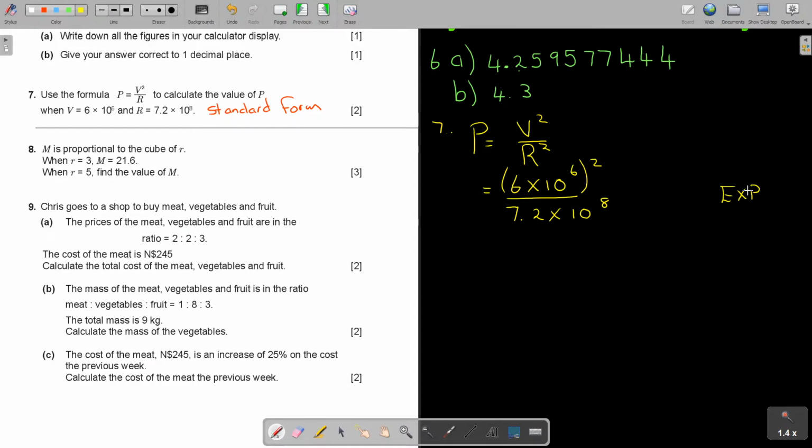And I'm getting on my calculator, okay, are they saying that you must write it in standard form? No, they just say you must find it. So I'm getting on my calculator, it's 50,000.